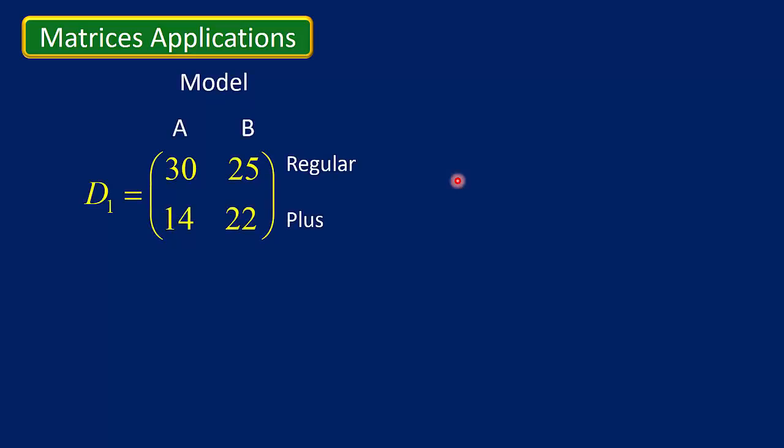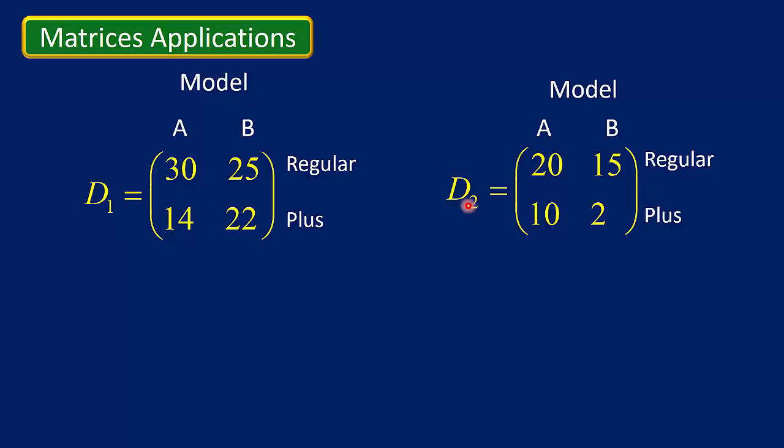Let's suppose that we have two dealerships. We have dealership 1 and dealership 2, and in both dealerships you have two models of cars, Model A and Model B. And in addition to that, you have the regular package and the plus package. So for example, at dealership 1, you have Model A, you have 30 of those with the regular package. And then you have 14 at that same dealership of Model A with the plus package. So at this dealership, you have 30 Model A's regular package, 14 Model A's with the plus package.